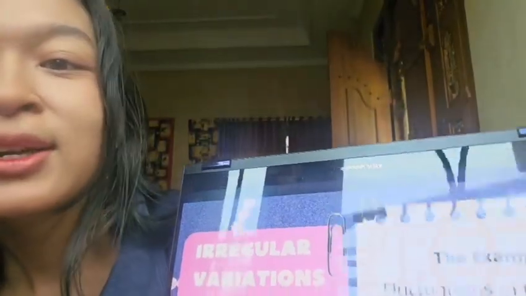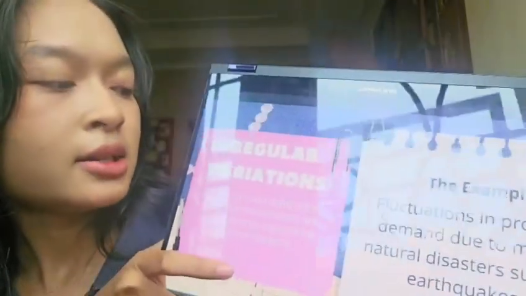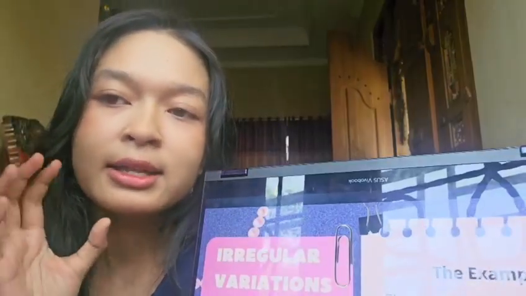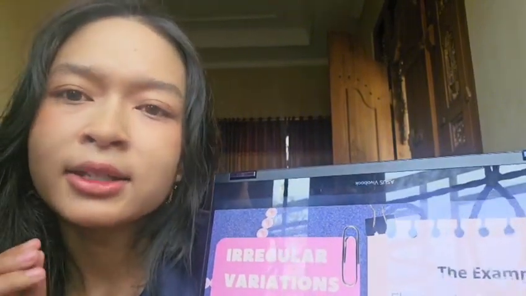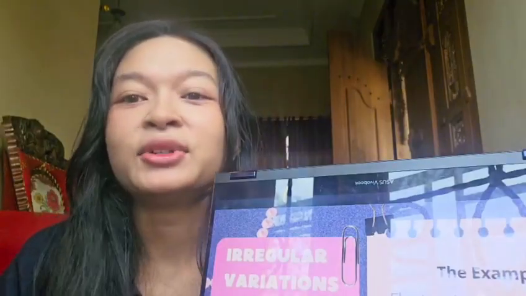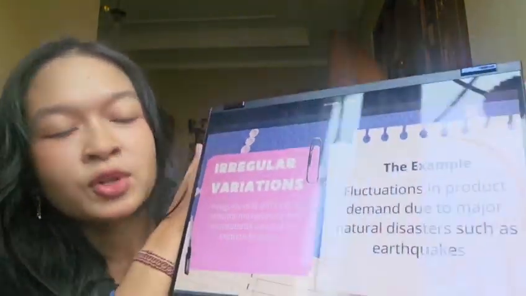Okay, the last one we will talk about is irregular variation. The difference between irregular variation and the others is that we cannot predict the movement. Why can't we predict it? It is because of a change factor. The example is fluctuation in product demand when something like a natural disaster happens, maybe an earthquake. We don't know the demand and it's not stable, so we cannot predict it. That's called irregular variation.